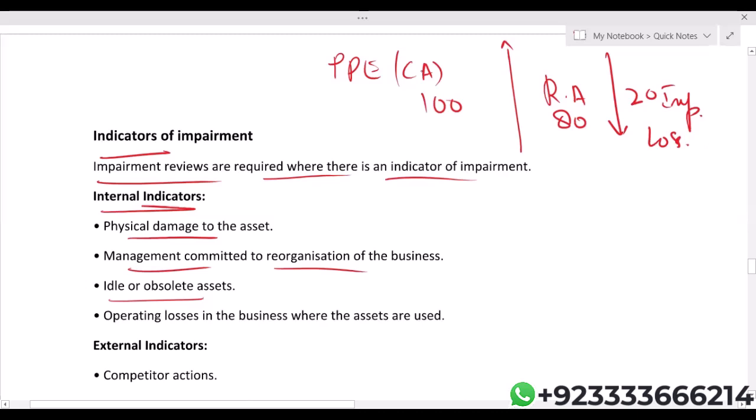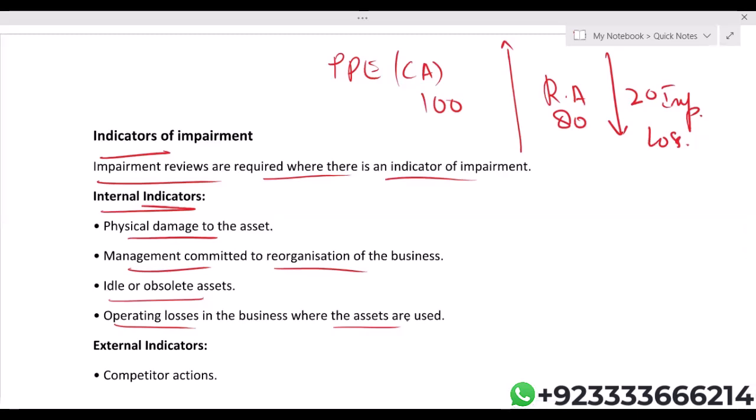Another thing is obsolete assets. Let's say the machinery, the technology which you have installed way back, 10 years back, 15 years back. Now that particular machinery, whatever asset they are generating, they are obsolete. Again, it's an indicator of impairment loss. Operating losses in the business where the assets are used. If you are having operating losses in the business, it is also an indicator of impairment loss. Basically, you are running the business, but you are bearing operating losses as well. Again, it's an indicator of impairment loss.